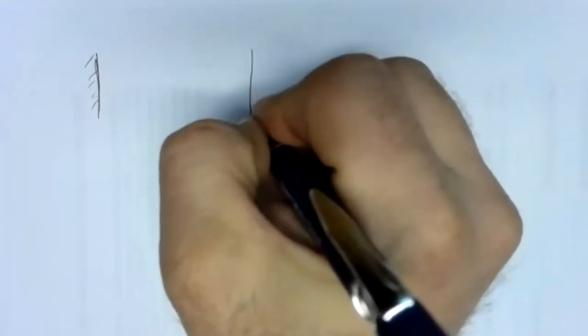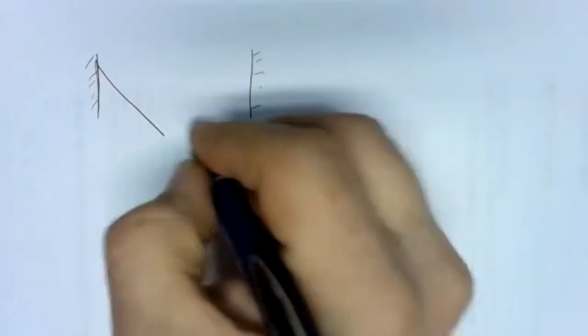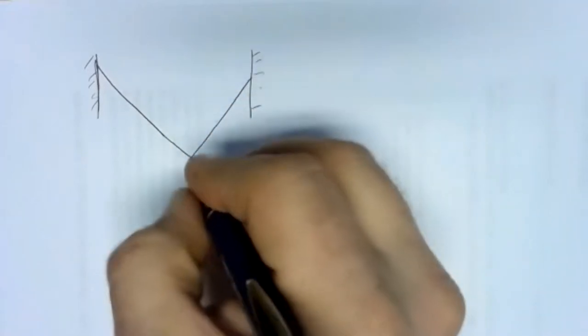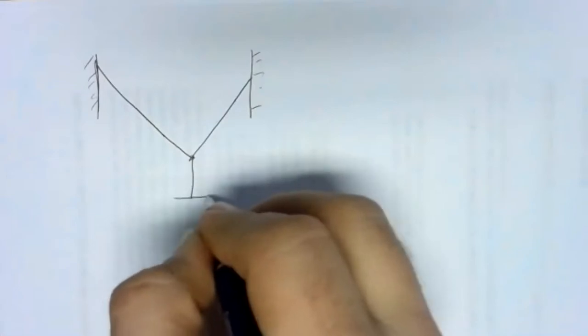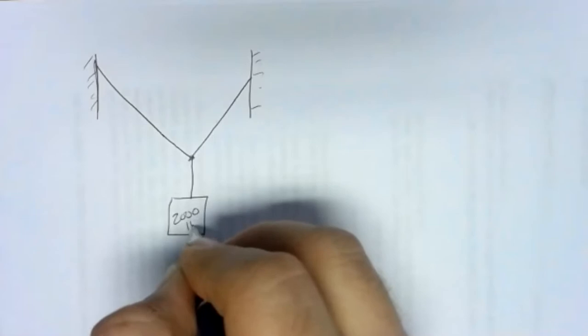So let's start with a box on a wire problem, but a box on a wire problem that looks a little bit different. Instead of having the wire supported on the ceiling, let's have the wire supported on the walls. So we've got a couple walls here, and we'll hang our box like this. And let's make that a 2,000-pound box.